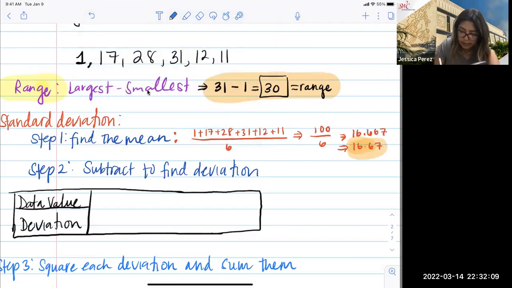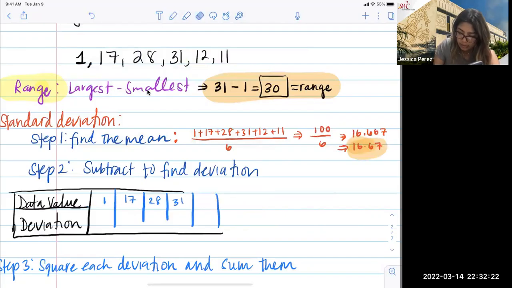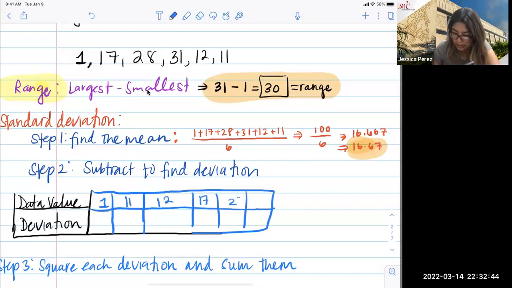So then your data values are the ones that are given: 1, 17, 28, 31, 12, 11. I could put these in order, so I'll go ahead and do that, from smallest to biggest. So I'm going to put 1, and then the next number is 11, and then 12, and then 17, and then 28, and then 31.